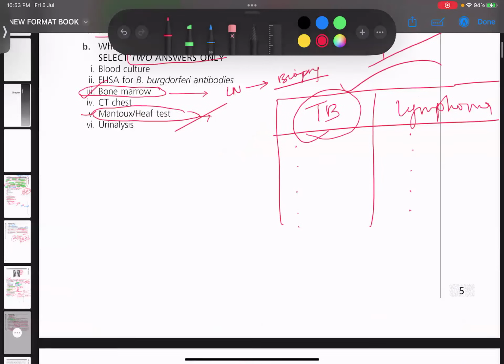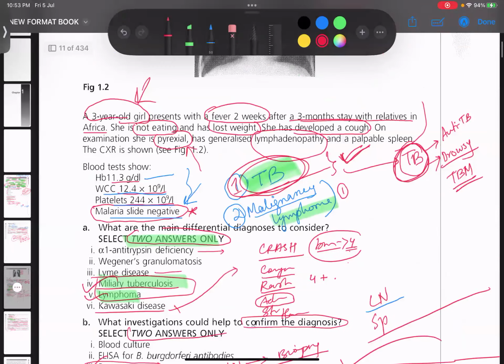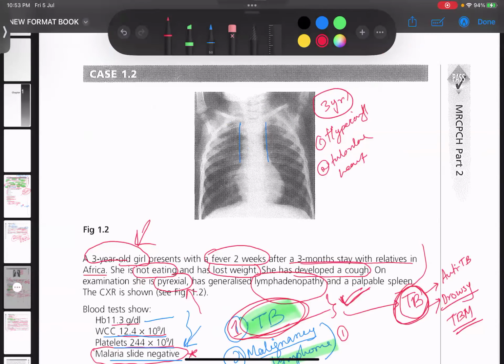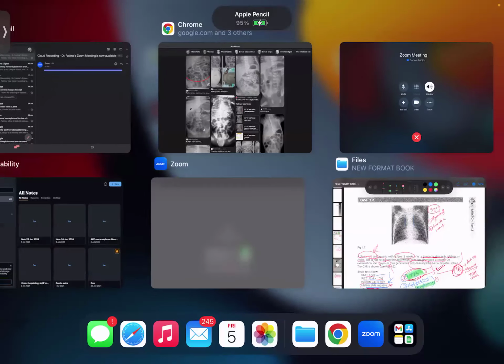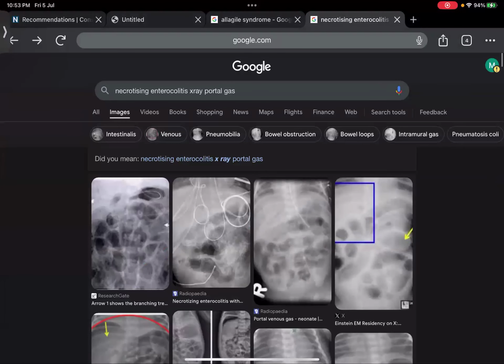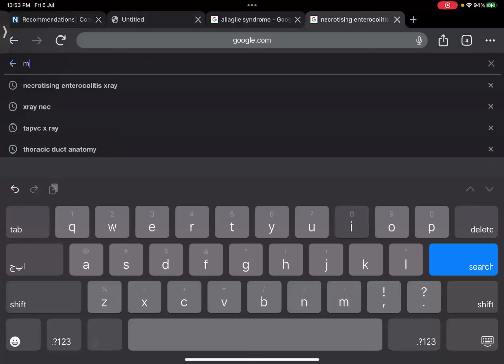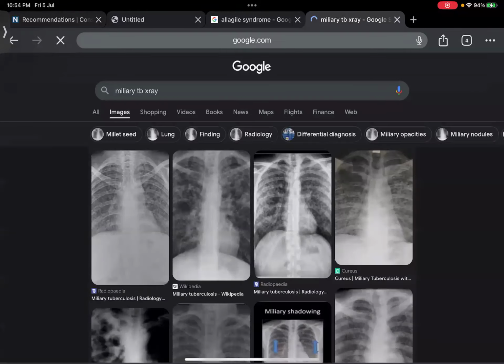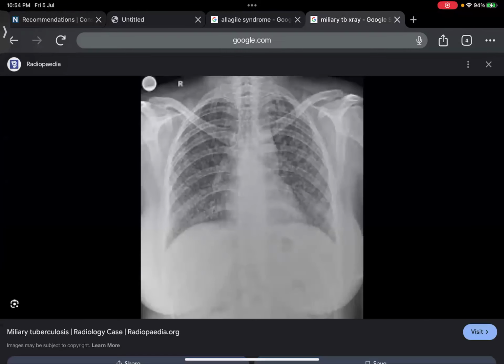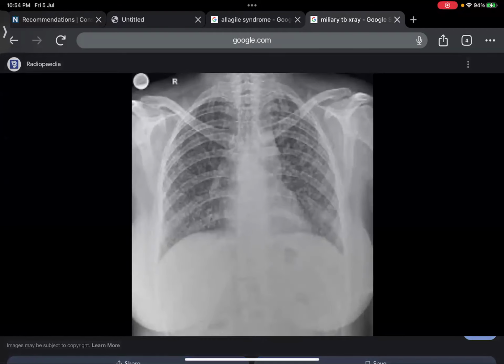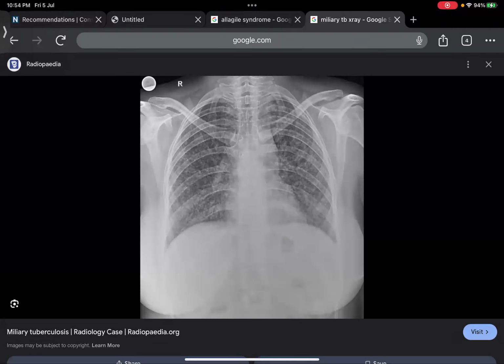So again, they gave us a review that basically this was a case of miliary tuberculosis. I'll just quickly show you miliary TB on the X-ray because these are usually common cases in exam. Can you see this? Grainy appearance all over, snowstorm appearance. Along with that, I feel like there is a right-sided hilar lymphadenopathy also slightly.